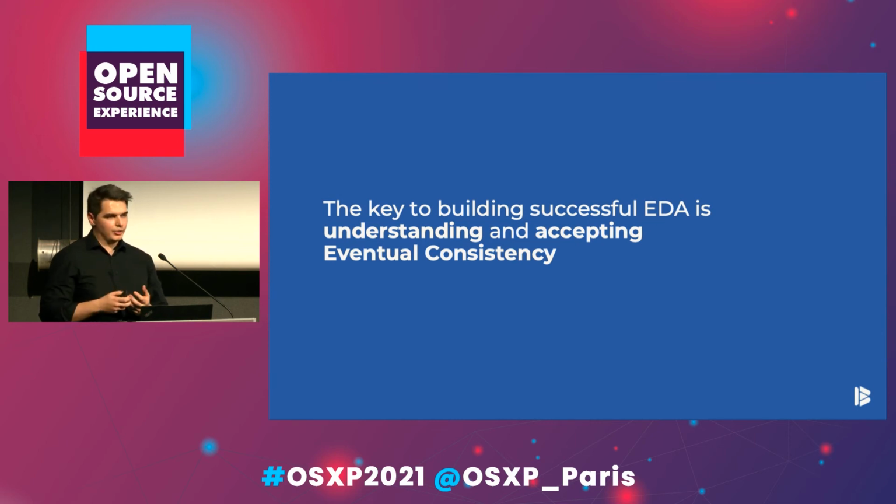And the key to building successful event-driven architectures is understanding and accepting eventual consistency, because I've seen a lot of people trying to manipulate and transform synchronous APIs into event-driven ones, even though they are not meant to be event-driven. So as long as you're accepting eventual consistency, you're good to go.